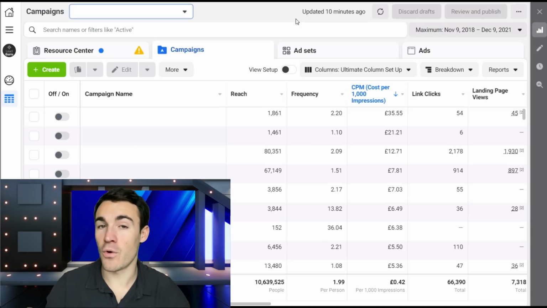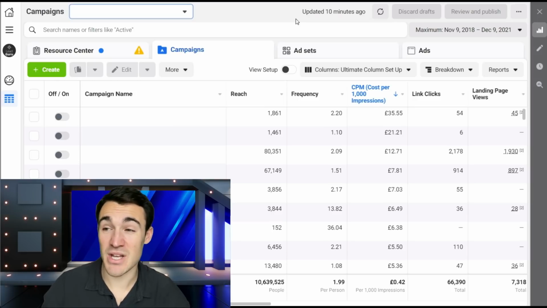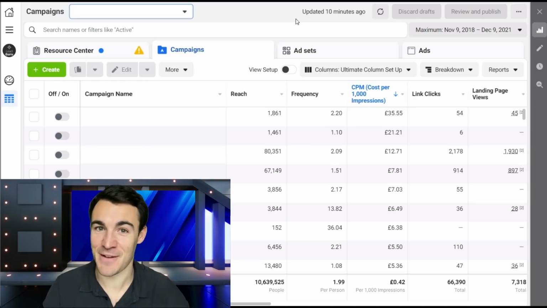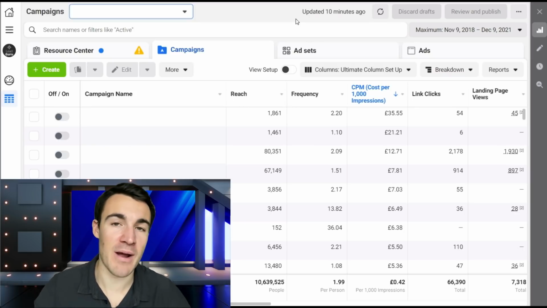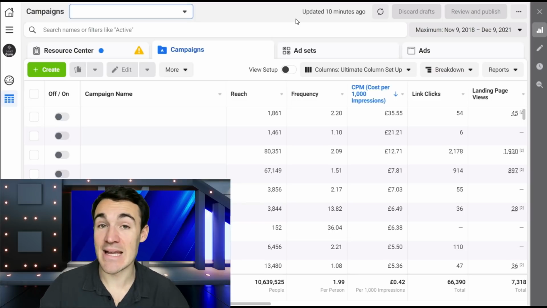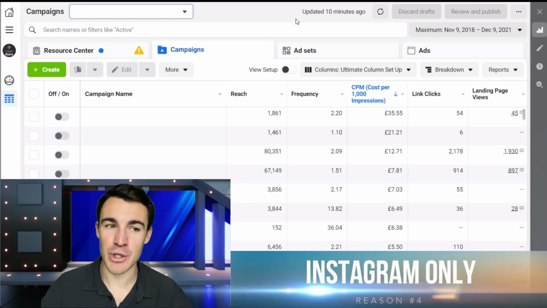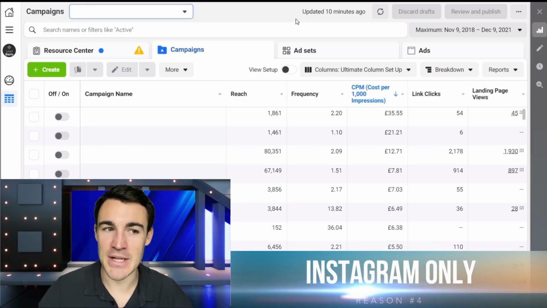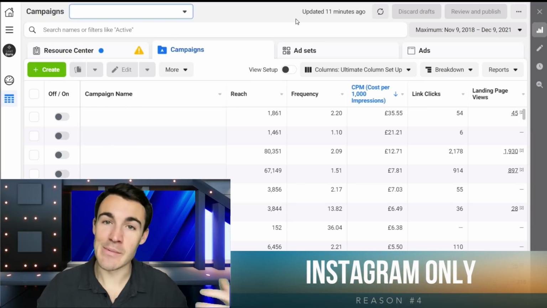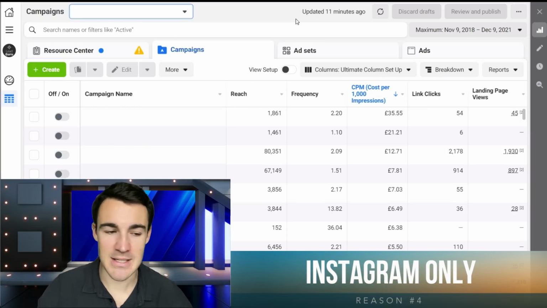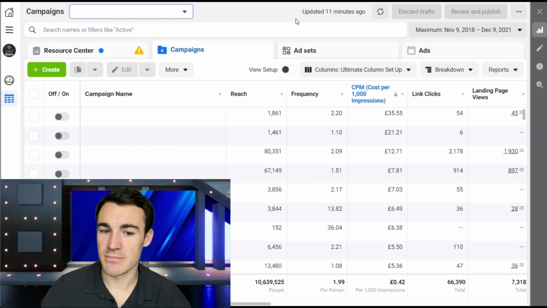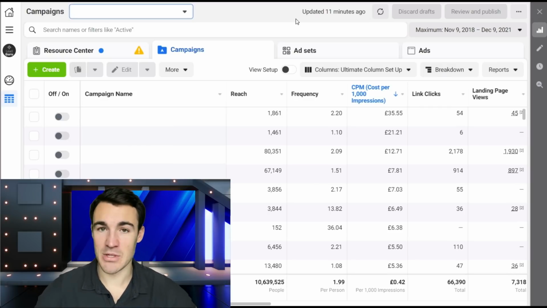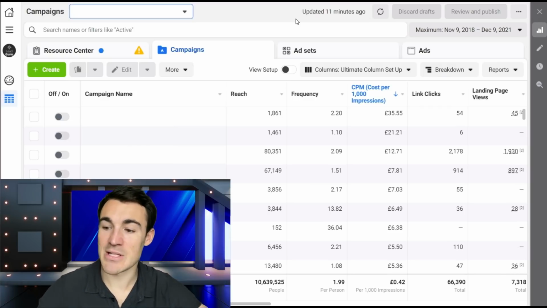Reason number 4 for overly high CPMs and an aggressively expensive Facebook ads audience is, are you restricting where you're putting your ads too much? One of the classic cases here is just advertising on Instagram. Now, new data has come out recently that might be quite shocking to some people. For those of us that live and breathe this, it's not, but Instagram is now more expensive than Facebook to advertise on.